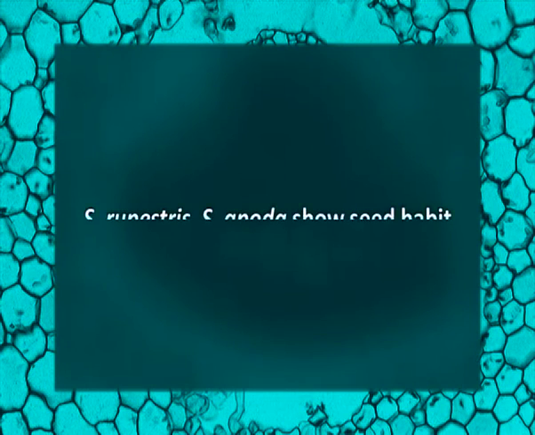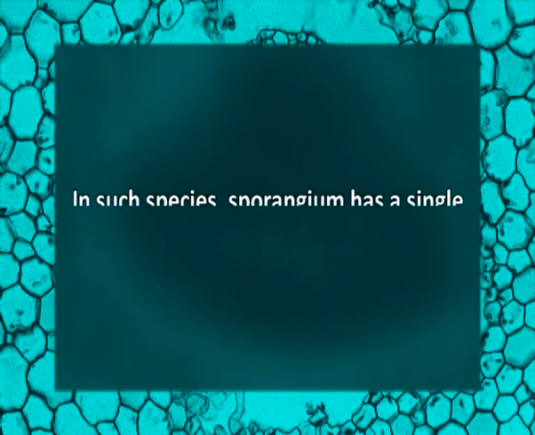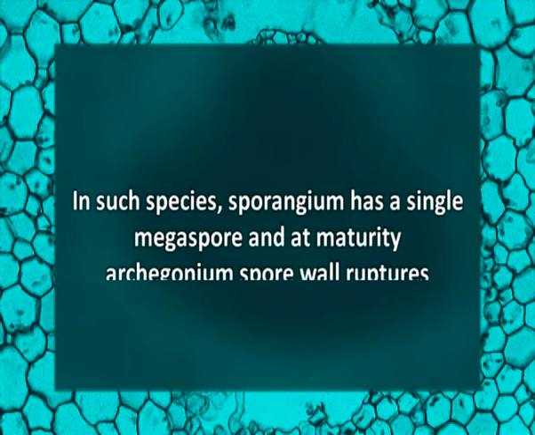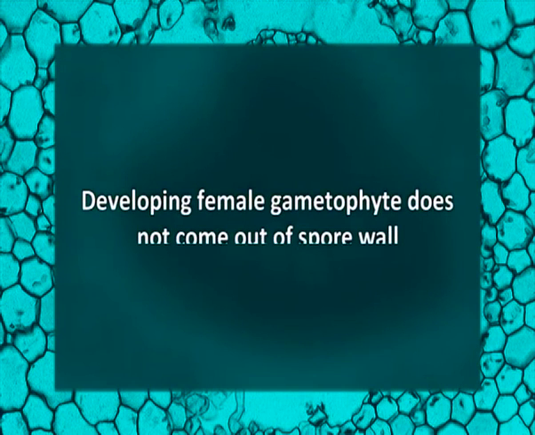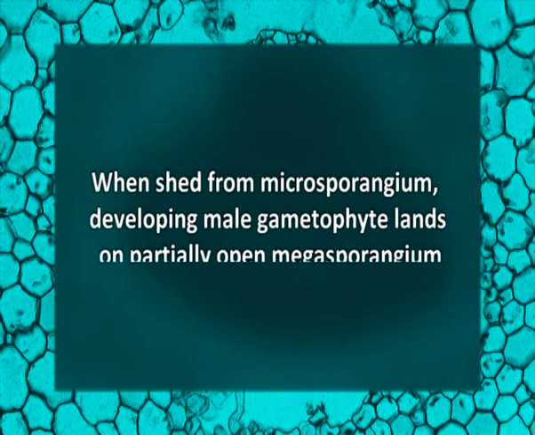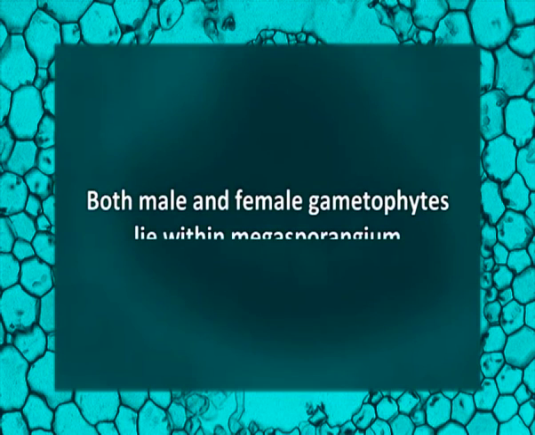Some species of Selaginella, like Selaginella rupestris and Selaginella apoda, show seed habit. In these species, the sporangium has only a single megaspore and at maturity of the archegonium, the spore wall ruptures. But the developing female gametophyte does not come out of the spore wall. The male gametophyte, when shed from the microsporangium present in the distal part of the strobilus, lands on the partially open megasporangium. Thus, at this stage, both male and female gametophytes lie within the megasporangium. As such, fertilization and embryo development take place inside the megasporangium.